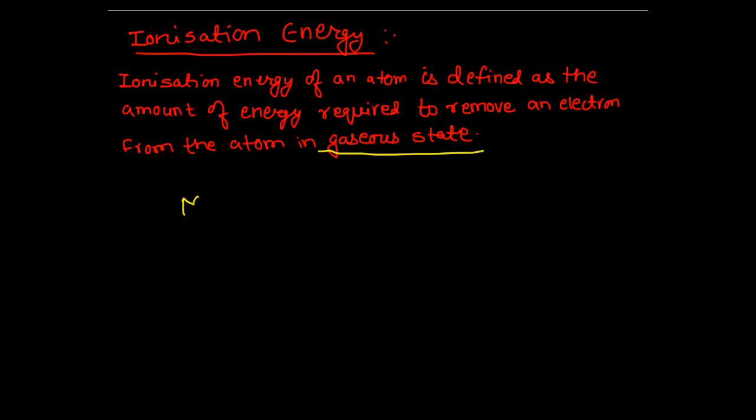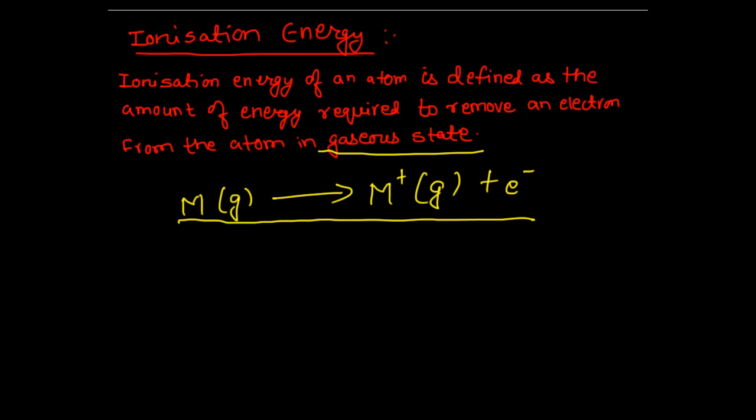Suppose there is an element M which must be in its gaseous state, and when a certain amount of energy is applied to it, it changes to M plus ion, the ion in gaseous state, plus an electron. So this is the general notation of ionization energy of an element M. The main thing we need to know here is that the element must be in gaseous state and the ion is formed in gaseous state too.